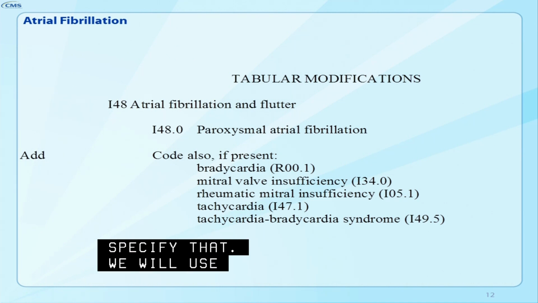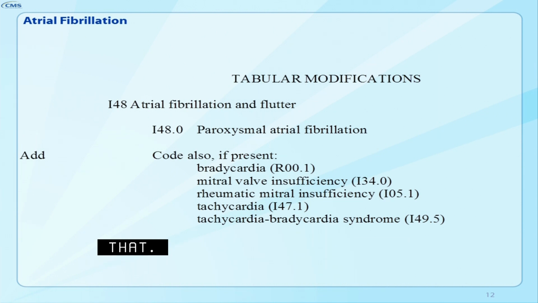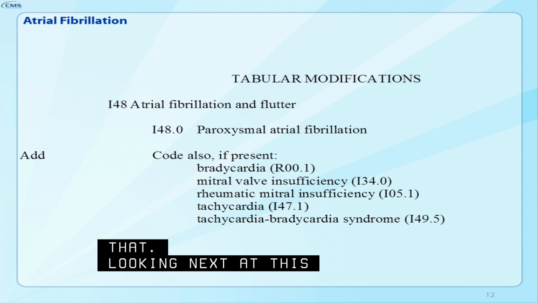Looking next at the proposed tabular modifications for this proposal, we have category I-48, atrial fibrillation and flutter, and I-48.0 is paroxysmal atrial fibrillation.